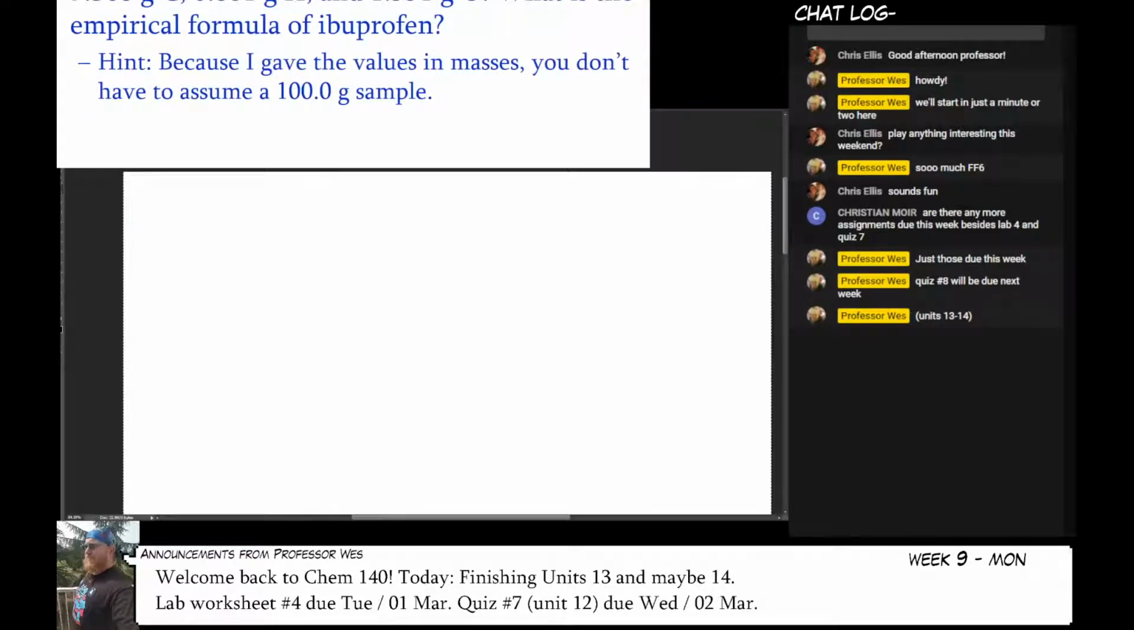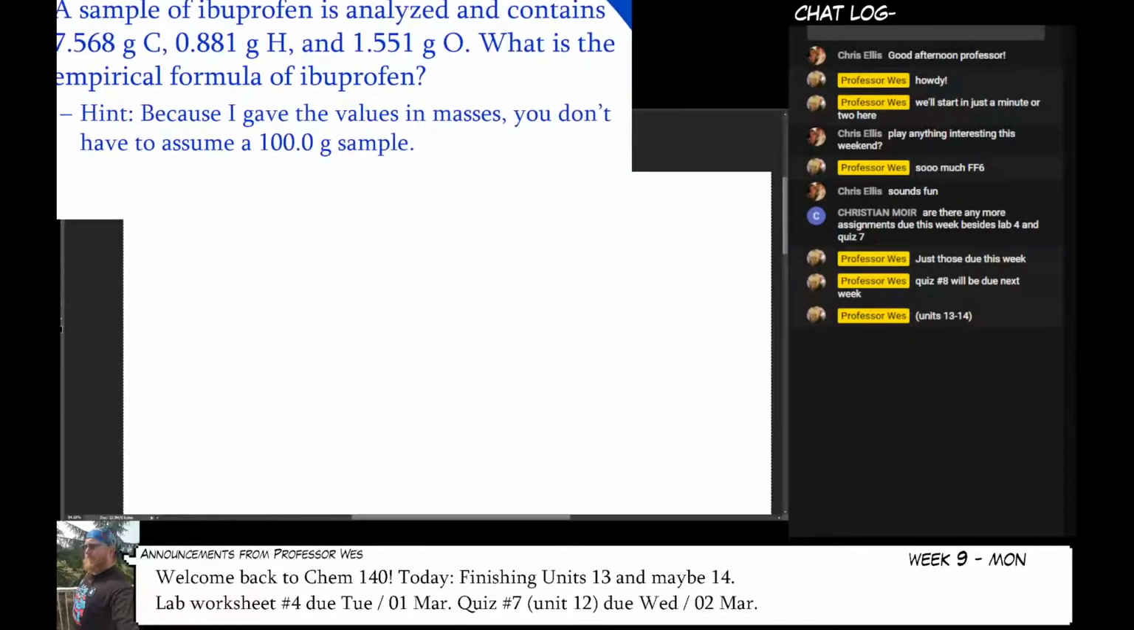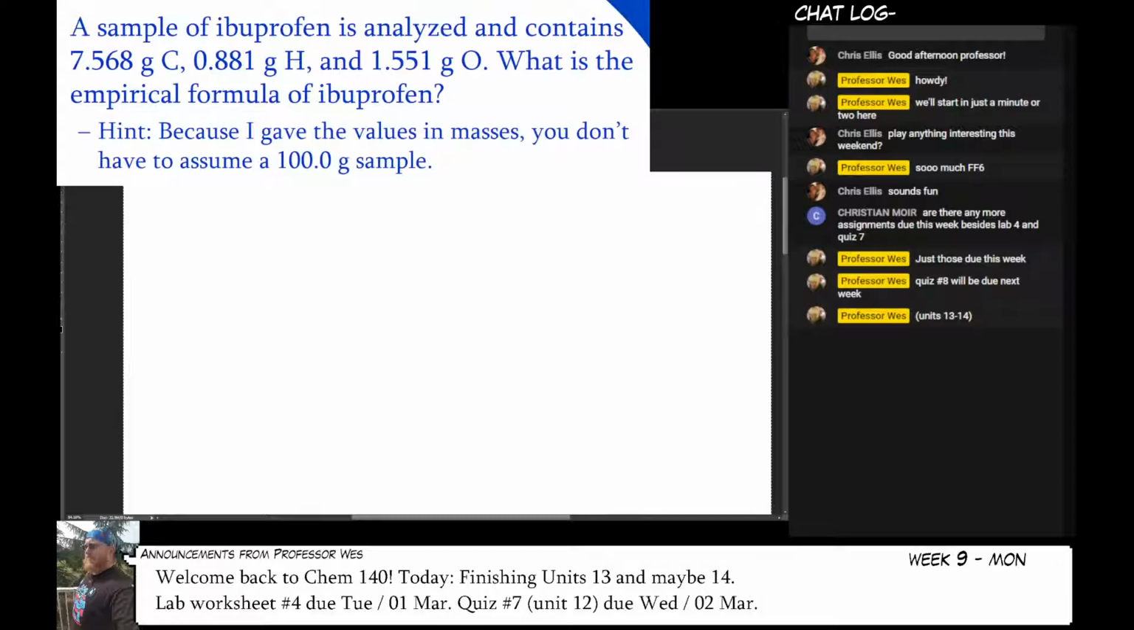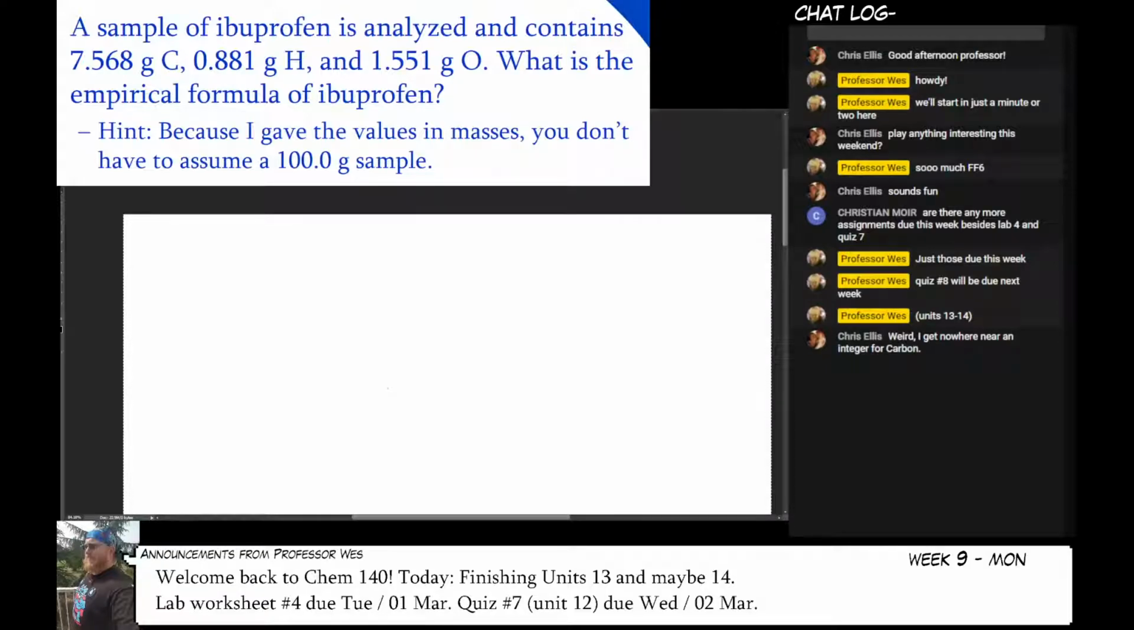All right, let's go over the answer here. Oops, that didn't quite capture everything. And then there we go. Okay. So I have these masses, and I apparently have purple for my color because I changed it last class, so that's what we'll work in. So 7.568 grams of carbon, 0.881 grams of hydrogen, and 1.551 grams of oxygen. So we've already got the masses.